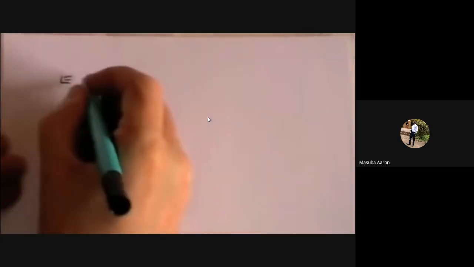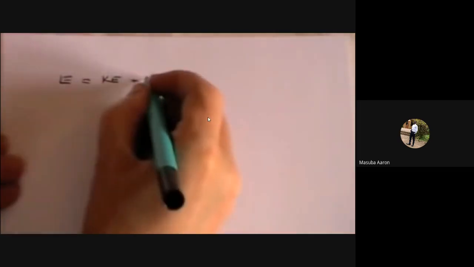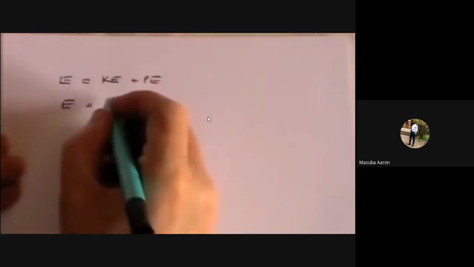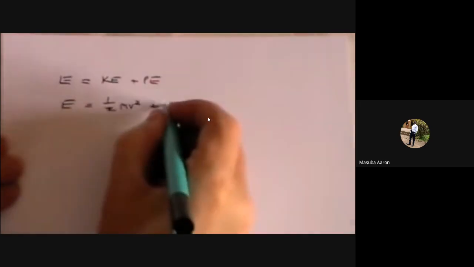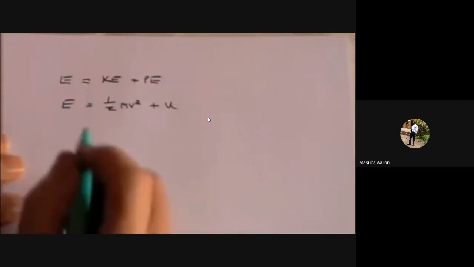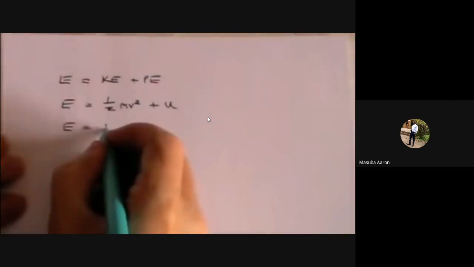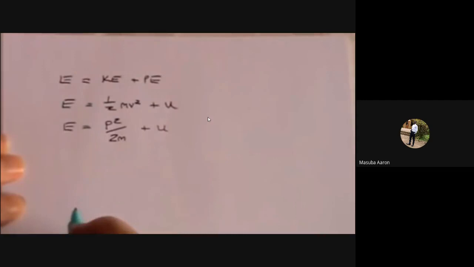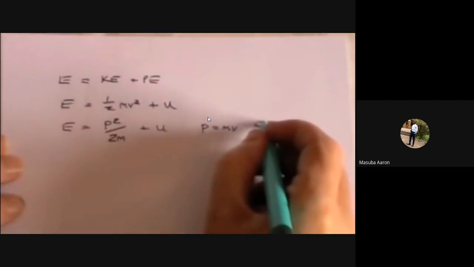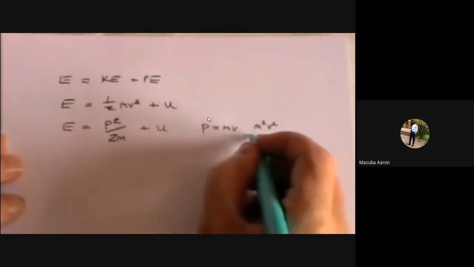We're going to start by reminding ourselves of total energy. We usually write that as total energy E equals half mv squared plus U, where U is the potential energy depending on where we happen to be, whether it's a gravitational field, an electric field, or whatever. We can also write half mv squared as p squared over 2m plus U, because you may recall that p is mv. Therefore, p squared is m squared v squared. Divide that by 2m, and you get half mv squared.